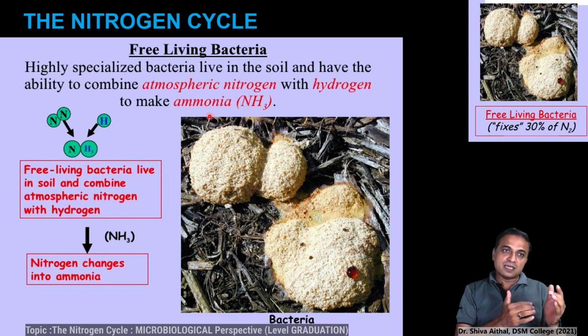Ammonia is formed by these free living bacteria which fix the atmospheric nitrogen. So free living bacteria live in the soil, combine atmospheric nitrogen with hydrogen, and change it into ammonia. About 30% of the nitrogen which is fixed is fixed by the free living bacteria.